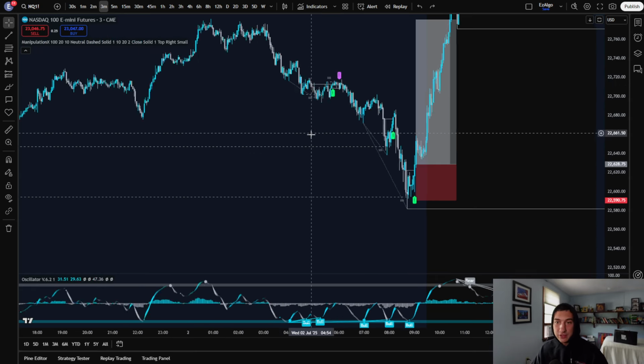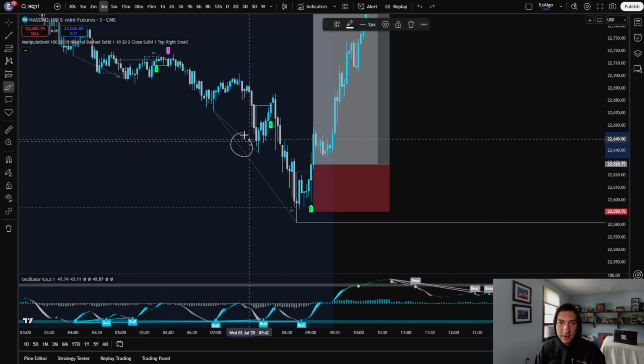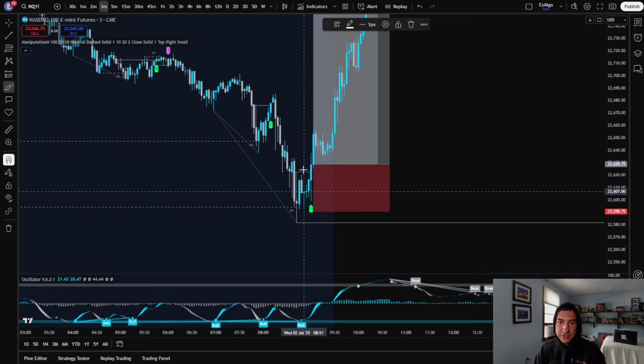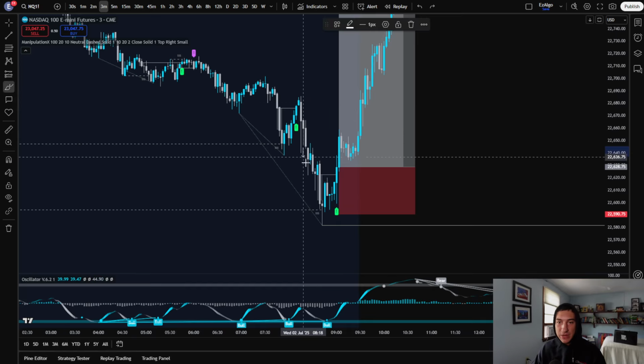Number one, you want to see a sweep of a higher time frame level. Number two, you want to see bullish momentum, otherwise known as a bullish divergence, which is shown with this gray line here. And number three, you want to wait for that inverse fair value gap. Now, it's very important when you are looking for that inversion, you want to see a V-shaped reversal, right?